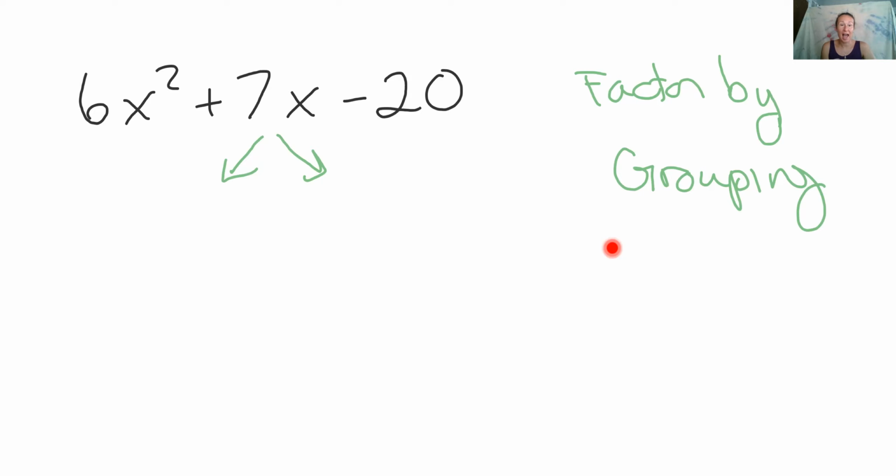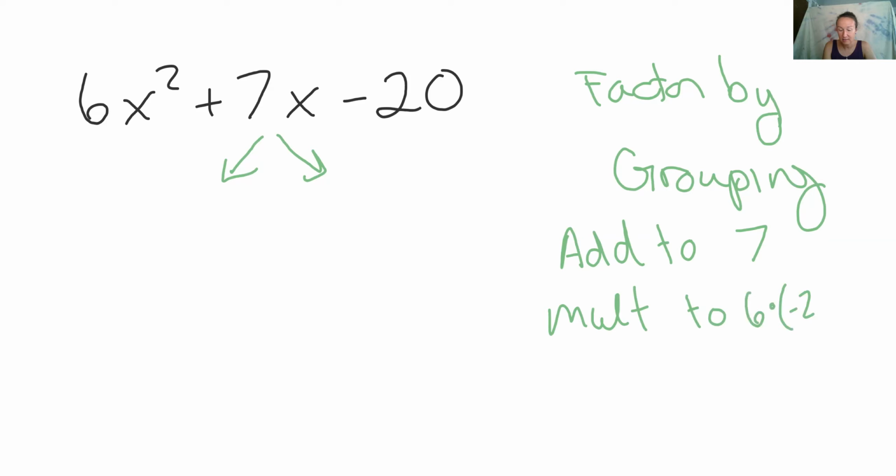They're going to have to add up to 7x, but we want them to also multiply to the same thing as our leading coefficient times our constant term. So we need to add to 7, and we need to multiply to whatever 6 times -20 is, which happens to be -120. Okay, so they're going to add to 7. They're going to multiply to negative 120.